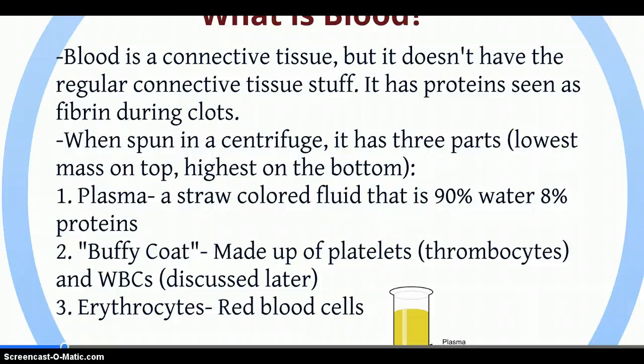Blood is a connective tissue, but it doesn't have the regular connective tissue stuff like proteoglycans and whatnot in its extracellular matrix, but it has proteins seen as fibrin during clots. And it's different because it's a liquid connective tissue, and it's the only liquid connective tissue.